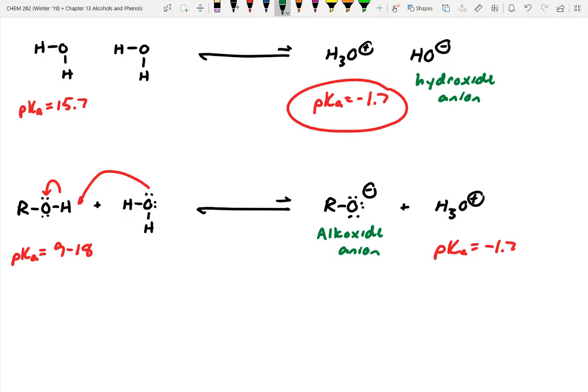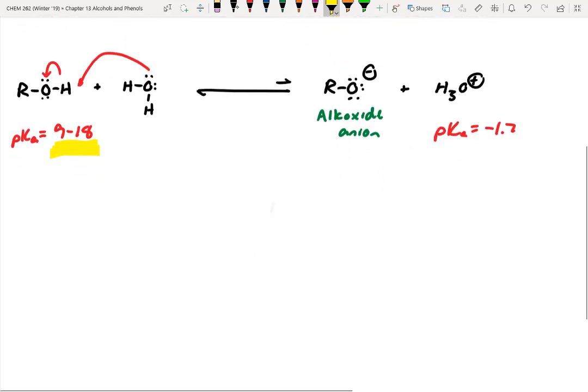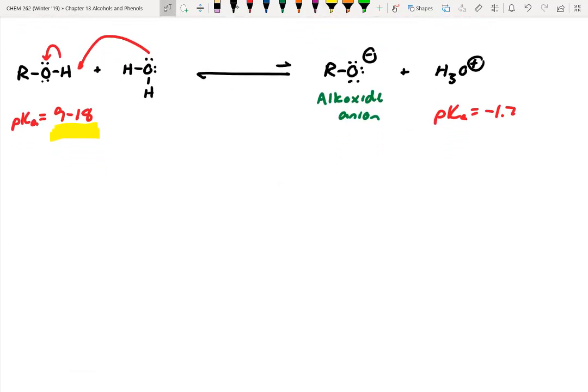All right, does anybody know why there's such a huge range for pKa values for alcohols? I mean, that's like 9 orders of magnitude different. What could make it more acidic? So resonance, maybe there's some sort of resonance feature that could stabilize the anion over here. I think that's a great point. So resonance could change it. What else?